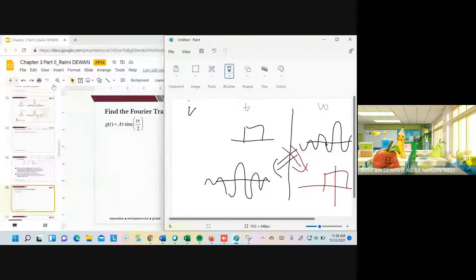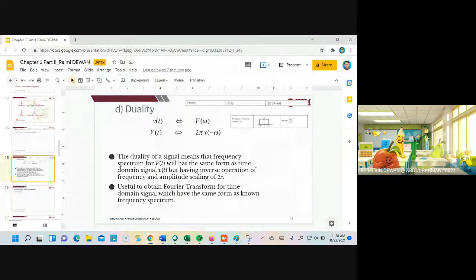However, when we want to obtain the one having this duality, you need to multiply by 2 pi, and there will be a phase inversion, a negative omega there. So we have the same form as the time signal, but with an inverse operation of frequency and amplitude scaling of 2 pi.